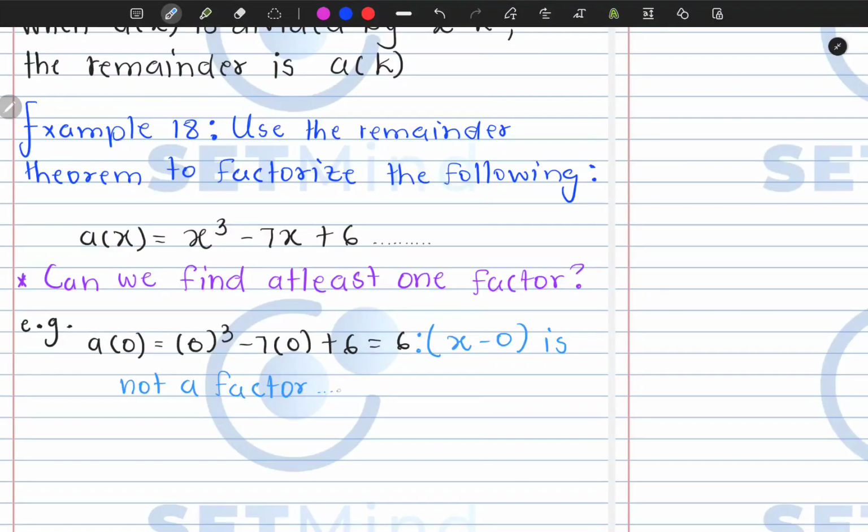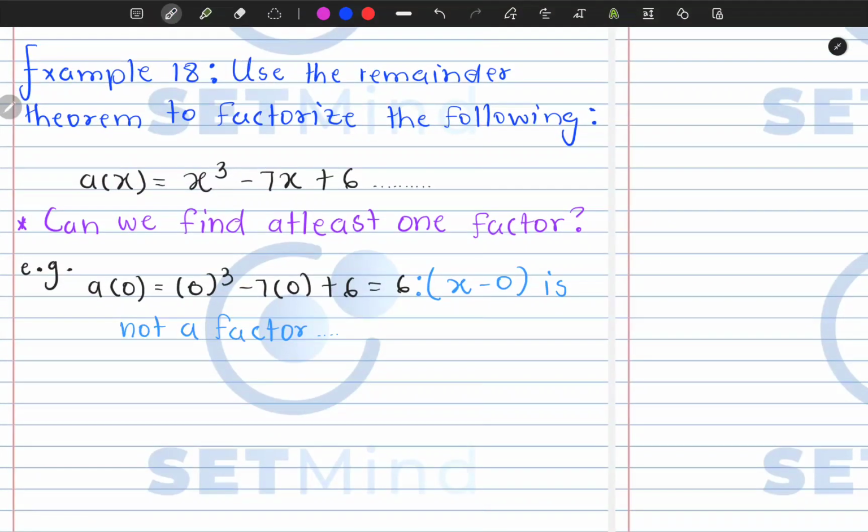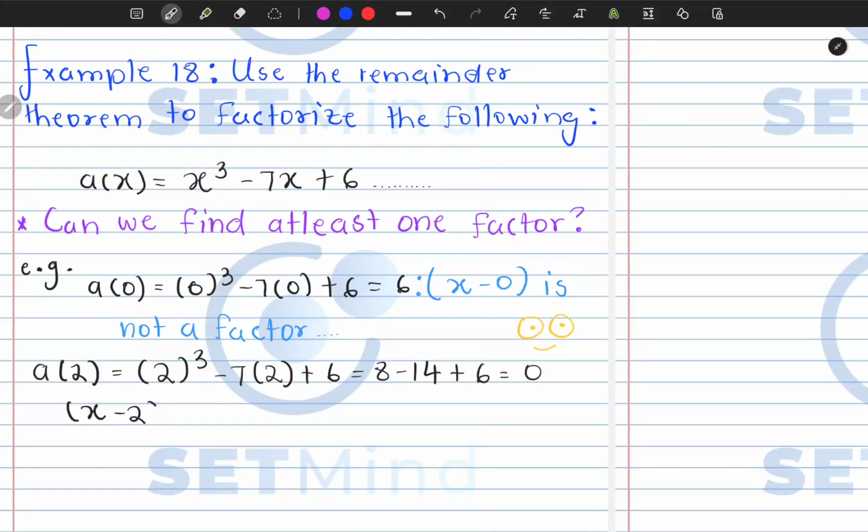We only know it is a factor when, once we plug in whatever x value, we get a 0. So let's try, for example, 2. If I put in a 2, I will have 2 cubed minus 7 times 2 and then plus 6. This will be 8 minus 14 and then plus 6, which ends up giving us 14 minus 14, which is 0. Once we get a 0, we become happy, because that means x minus 2 is a factor.